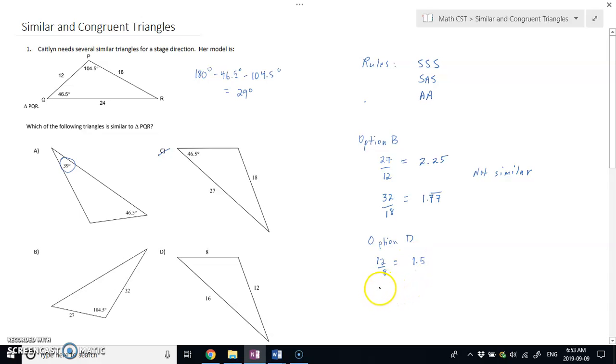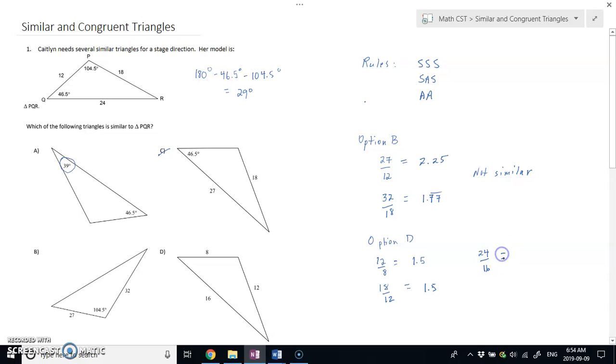I'm going to compare our middle side to our middle side. So that's going to be 18 divided by 12. And 18 divided by 12 is also 1.5. And I'm going to do now the last side, which is going to be 24 divided by 16.